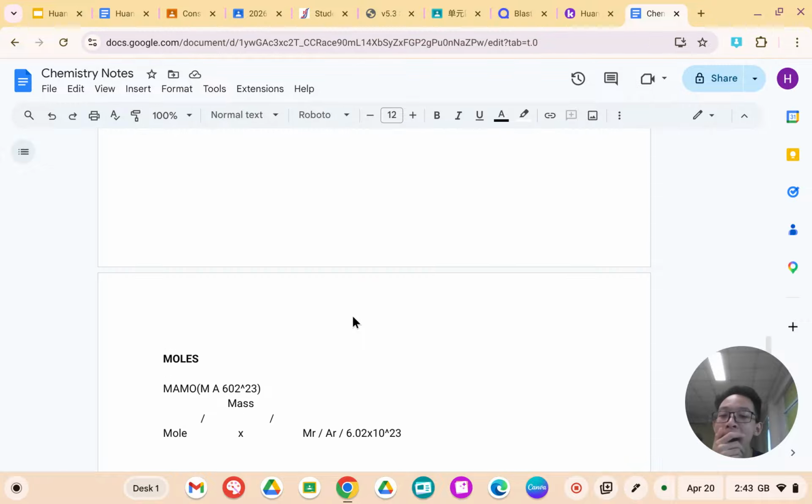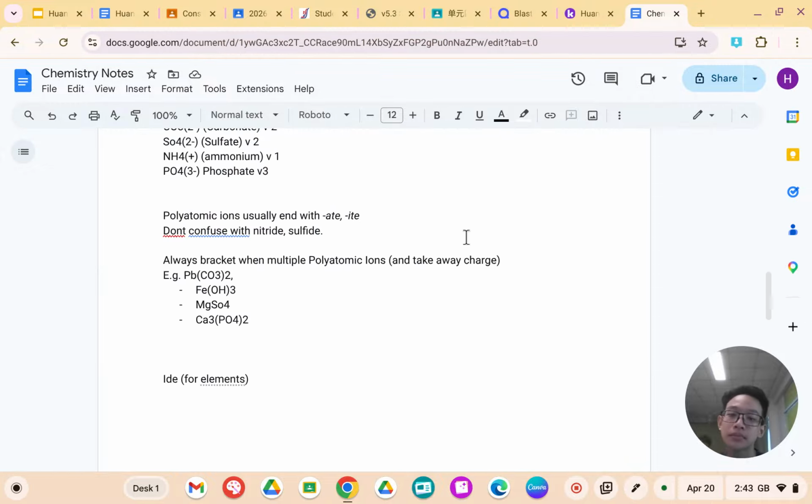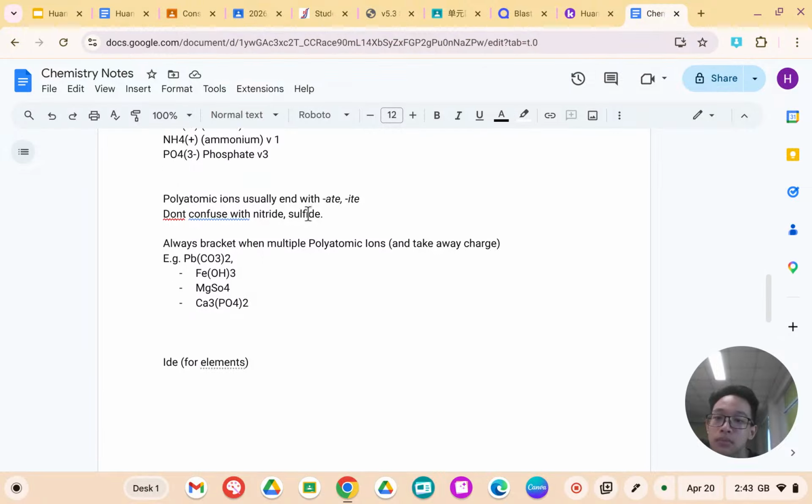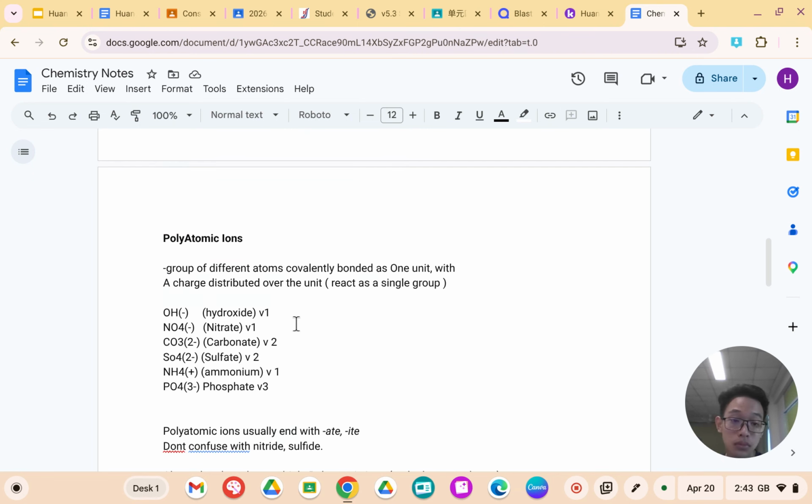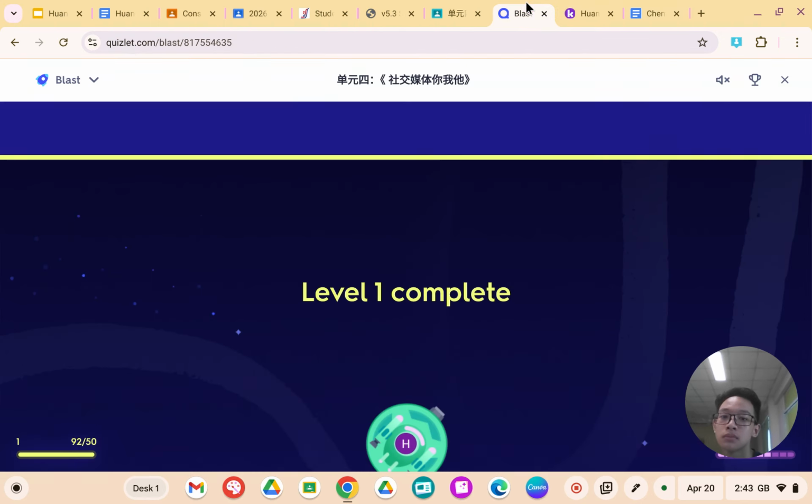For example, Fe bracket OH 3. You've got to bracket. If you like to write this way, that's all the best for you. This is wrong. Can I write FeO3? You have to bracket. Okay? So take note of this.